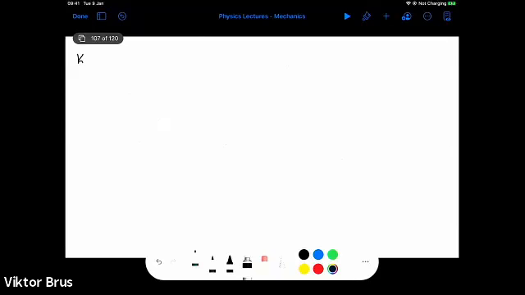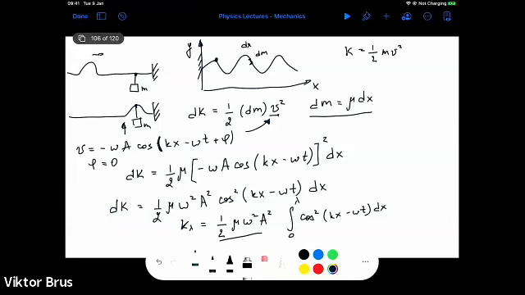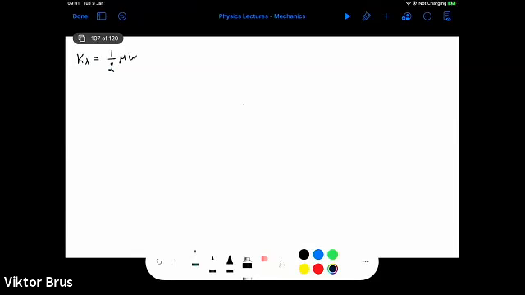K lambda is equal to 1 over 2 mu omega squared a squared, integral from 0 to lambda of cosine squared of (kx minus omega t) dx.